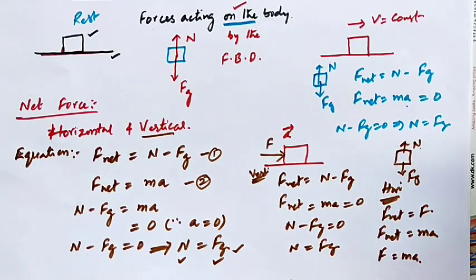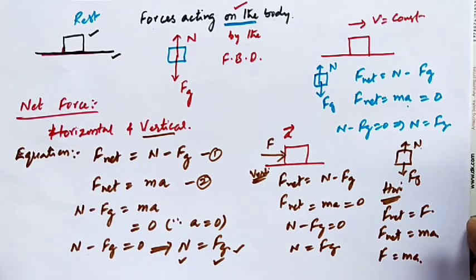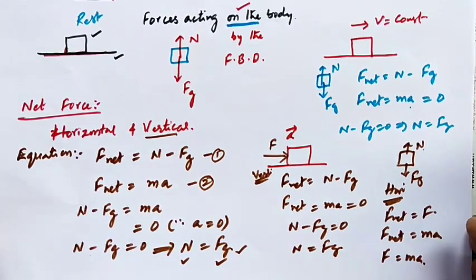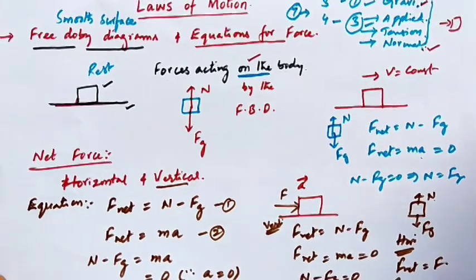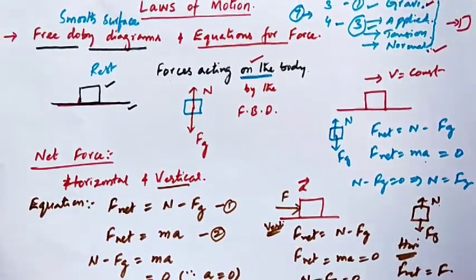Understood? So vertically N is balancing Fg. Horizontally F is equal to ma. So in this way one can identify the forces and draw equations for the forces. Understood? A little bit difficult range. Let us move on.